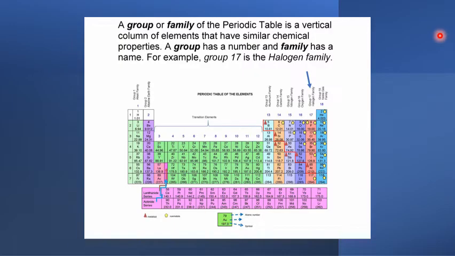A group or family of the periodic table is a vertical column of elements that have similar chemical properties. Vertical columns, these are groups or families. A group has a number and a family has a name. For example, group 17 is called the halogen family.